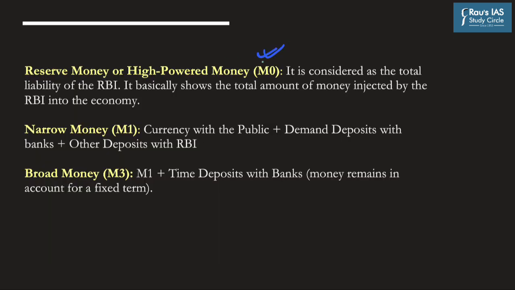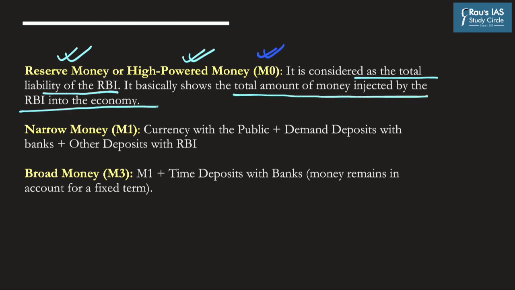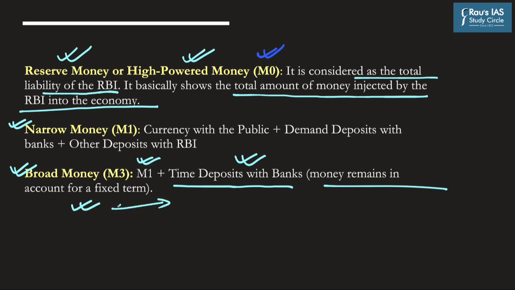Now from an exam perspective, you must know that M0 is referred to as reserve money or high powered money, as it is considered as the total liability of the Reserve Bank of India, and it basically shows the total amount of money injected by the RBI into the economy. Further, we have already mentioned narrow money and broad money, and the only difference between them is with respect to time deposits with banks, as M3 is equal to M1 plus time deposits with banks, that is such money which remains in a bank account for a fixed period or a fixed term.